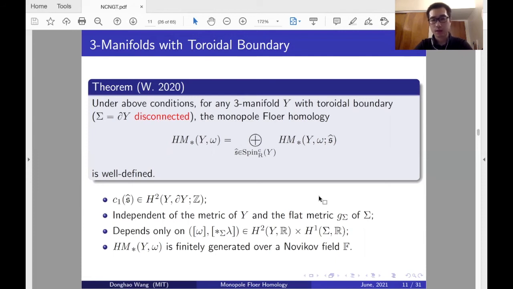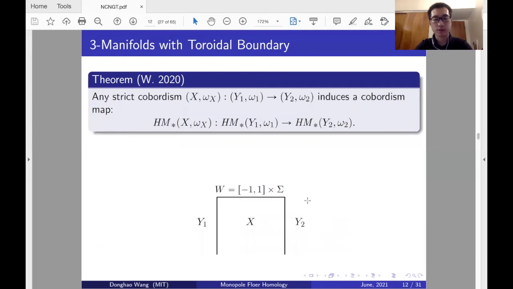The next thing I want to say is the TQFT structure, as I advertised earlier. So in this picture, each Yi is a three manifold with toroidal boundary, and the cobordism between them is necessarily a four manifold with corners. Here, this horizontal manifold W is a cobordism from the boundary of Y1 to the boundary of Y2. Such a cobordism is called strict if this horizontal manifold W is a standard product. This is a pretty restrictive condition. It forces the boundary of Y1 to be identical to that of Y2. But in this special case, one can indeed construct the cobordism map between their Floer homology groups.